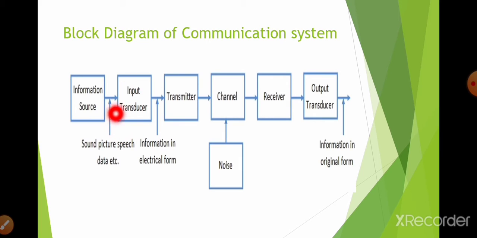So the input transducer transfers the information source, that is the original information, into the electrical form. That is the principle of the input transducer. The information signal in the electrical form is applied to a transmitter. What is the function of the transmitter? The transmitter transmits this electrical form through the channel towards the receiver.